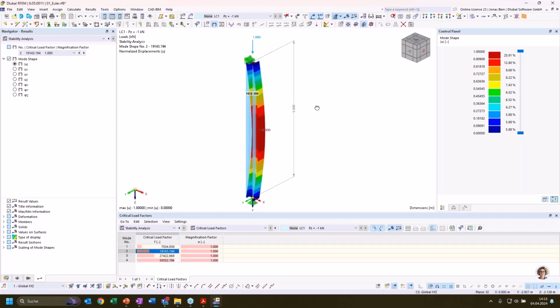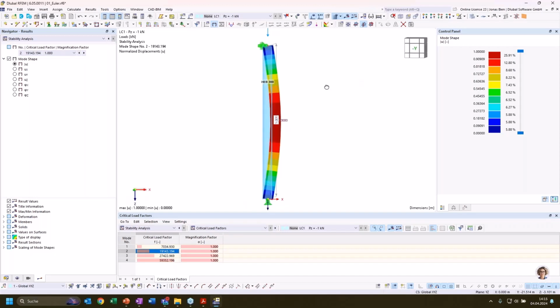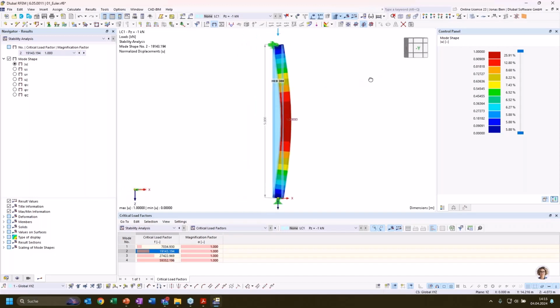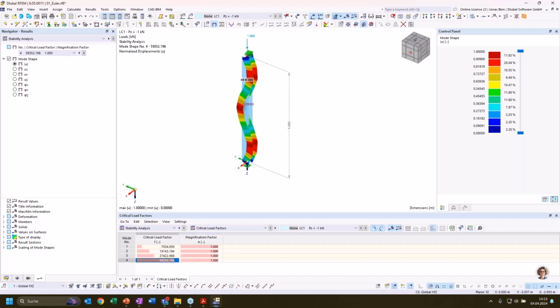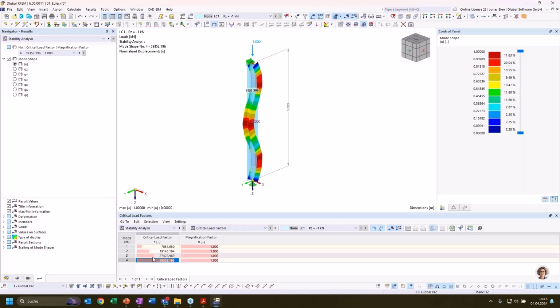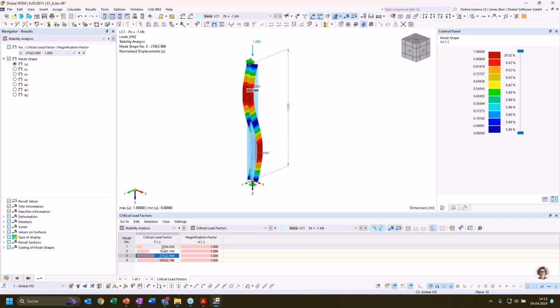Then the second mode shape would be buckling around the strong axis. And the third and fourth eigen modes are some multi-wave eigenmodes for buckling around the weak axis. These are mostly not very interesting for us, so usually only the mode shape with the lowest critical load factor is of interest for us.